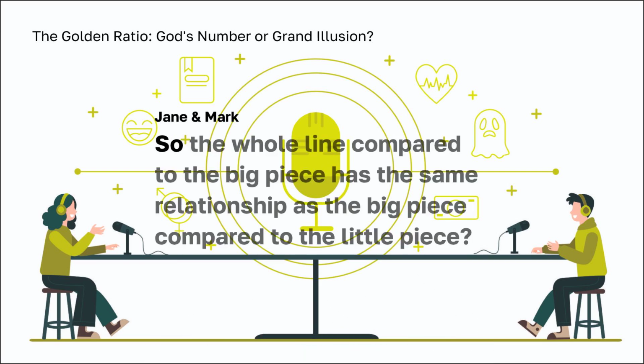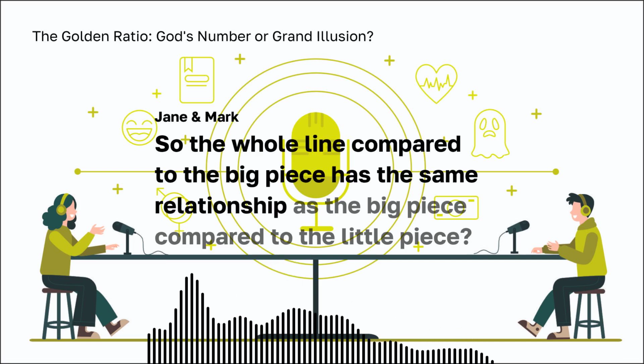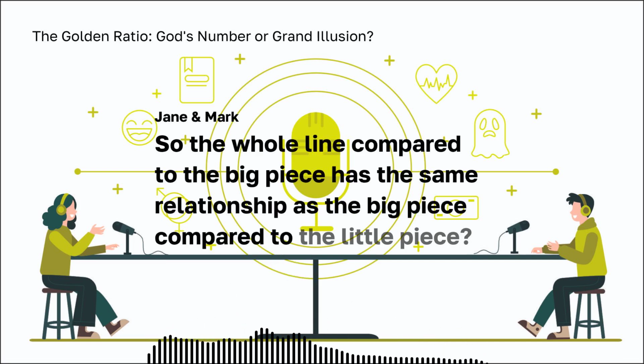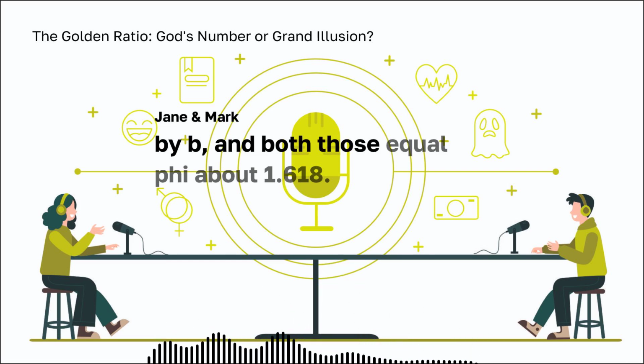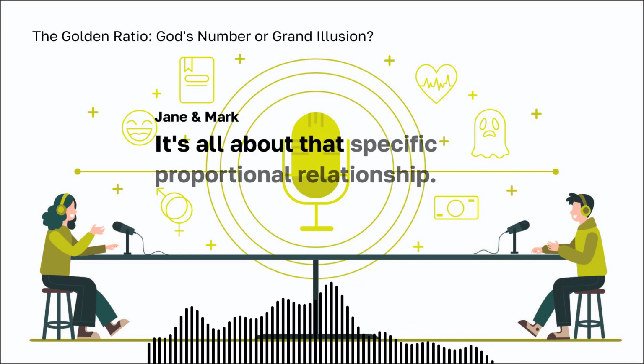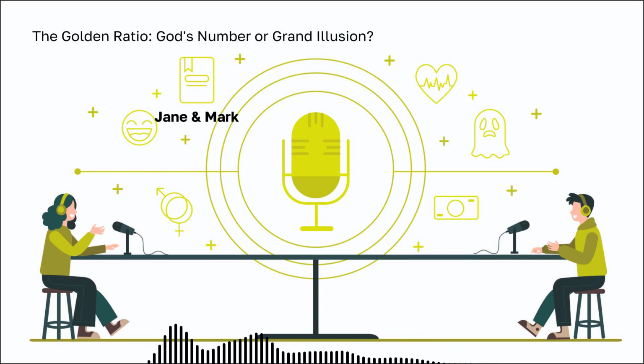Okay, wait. So the whole line compared to the big piece has the same relationship as the big piece compared to the little piece. Exactly. So if the parts are A long and B short, it's A plus B divided by A equals A divided by B. And both those equal phi, about 1.618. Okay, that makes sense. It's all about that specific proportional relationship. No wonder they called it the divine proportion.